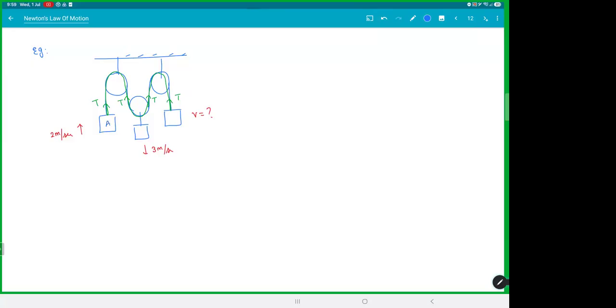Let's call these blocks A, B, C. So power on A, T into 2, both are in the same direction. Power on B, 2T into -3. Power on C is T into V. Total power is 0. 2T minus 6T plus TV is equal to 0. T goes off. V is equal to 4 meters per second. Making sense?